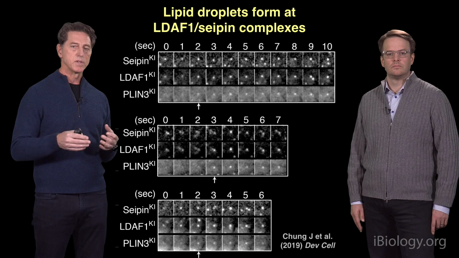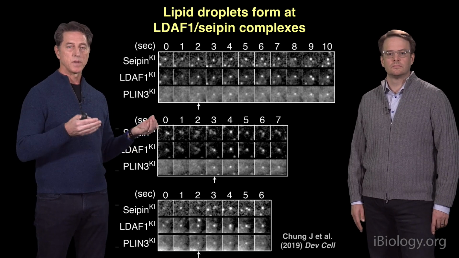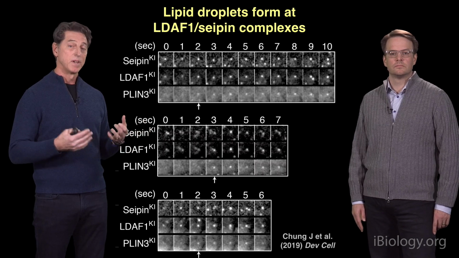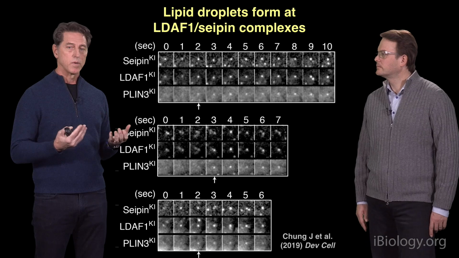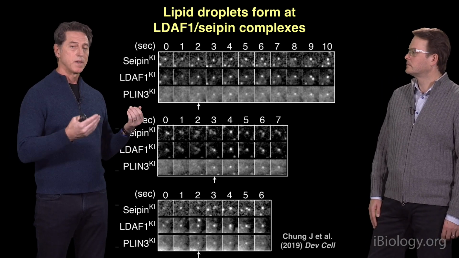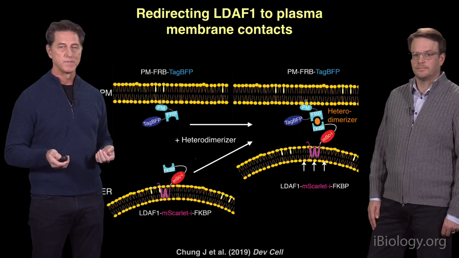And in all instances, when we can first detect a lipid droplet forming, it is occurring in the same spot as where we have LDAF1 and Seipin. So this gives us more evidence that the Seipin-LDAF1 complex is the site where lipid droplets are forming in these cells.